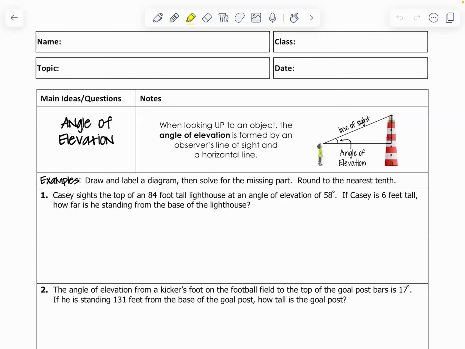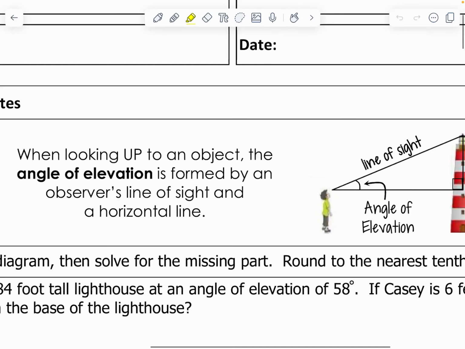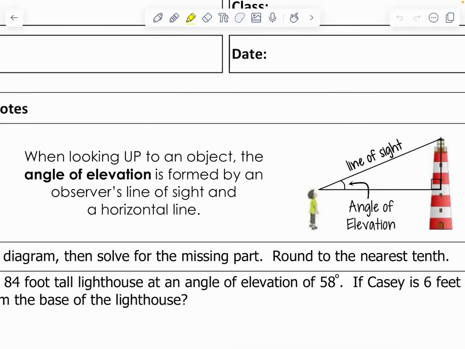Okay, today we're going to work on taking these problems and creating our own picture from the description. The first thing we need to talk about is angle of elevation.